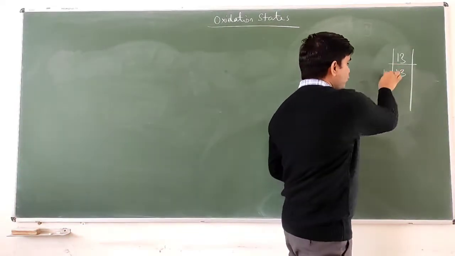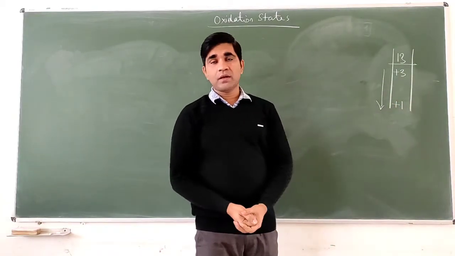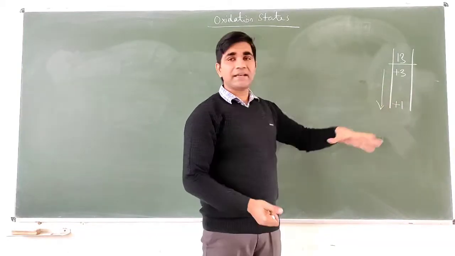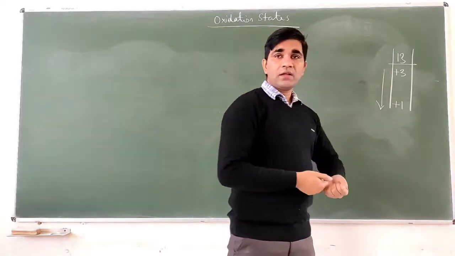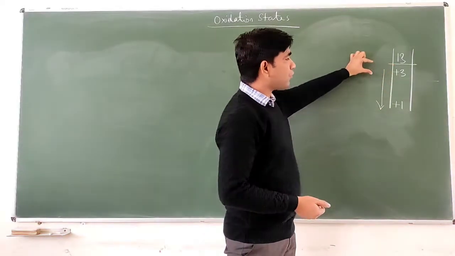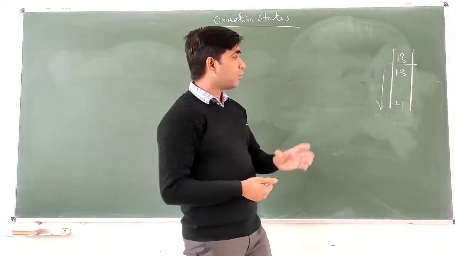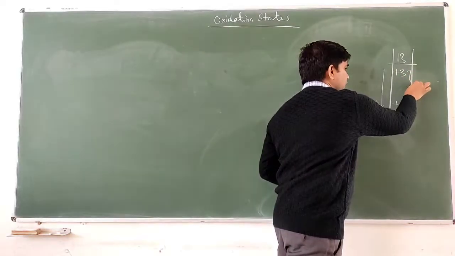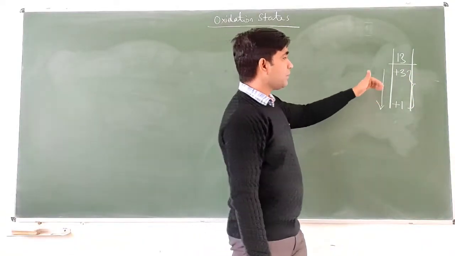But as we move down the group, the oxidation state becomes +1. Means all these elements can exhibit two types of oxidation state, +1 and +3. Out of these two, +3 is more stable for lighter elements, whereas +1 is more stable for heavier elements. Moreover, we can see one more thing: the change in oxidation number occurs by 2, means it becomes +3 to +1.